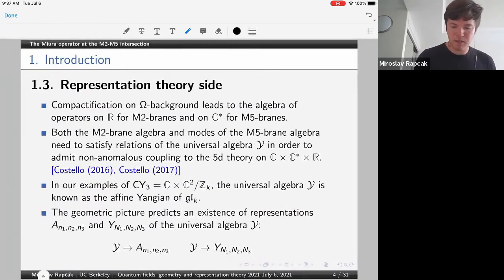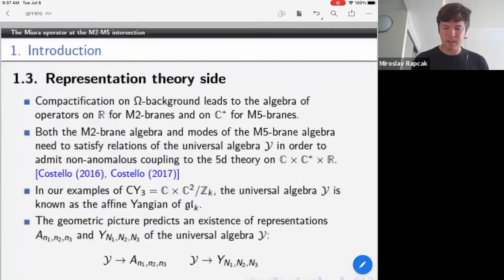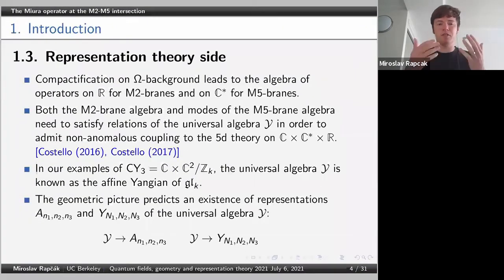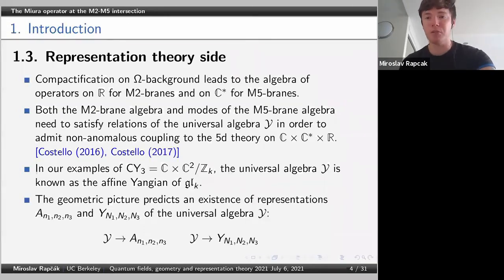Okay. So now let me move to the representation theory side. I told you that there should be a representation of some universal algebra associated to each brane configuration. So let me tell you, why do we even expect some kind of algebras or representations to appear? Let me give you a quick physical argument.